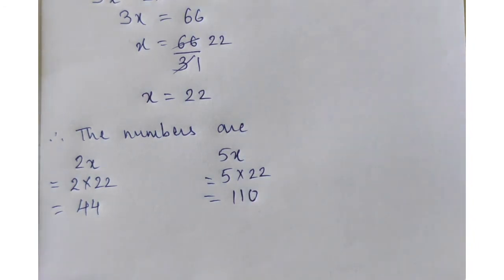So the other condition in this problem was when you subtract these two whole numbers, the answer should be 66. So if you want, you can verify that by subtracting 44 from 110. Do we get 66 as desired? Yes, we will. So you can write the statement here. Therefore, the numbers are 44 and 110.